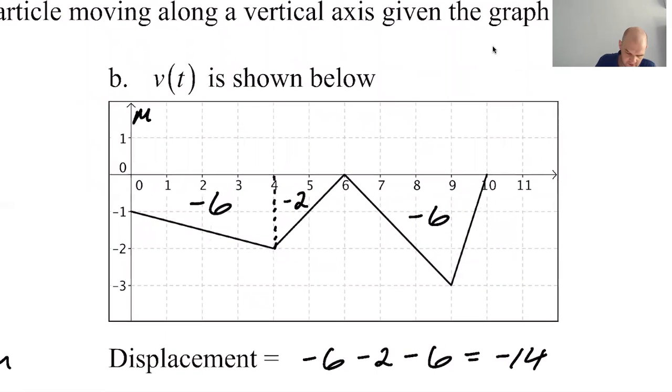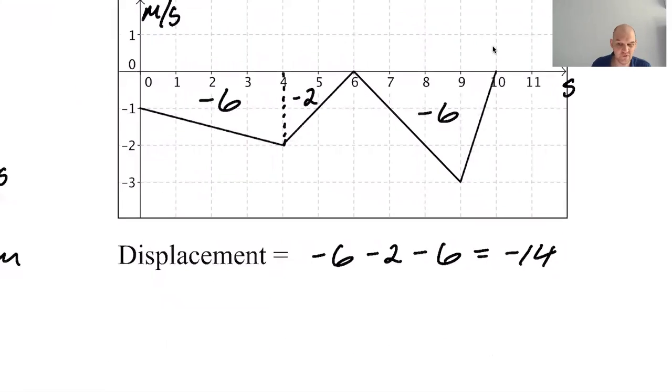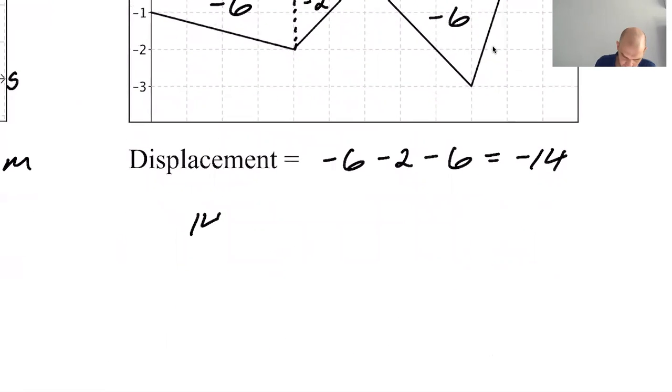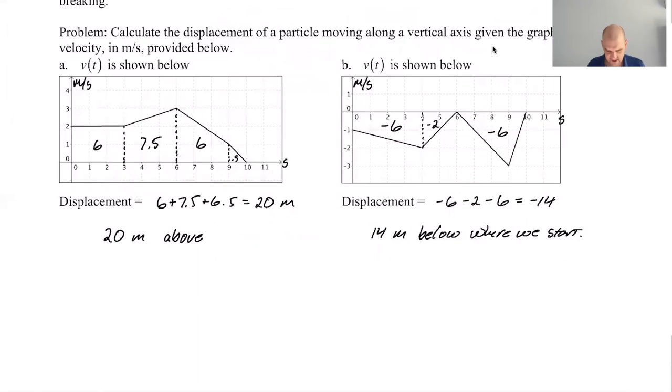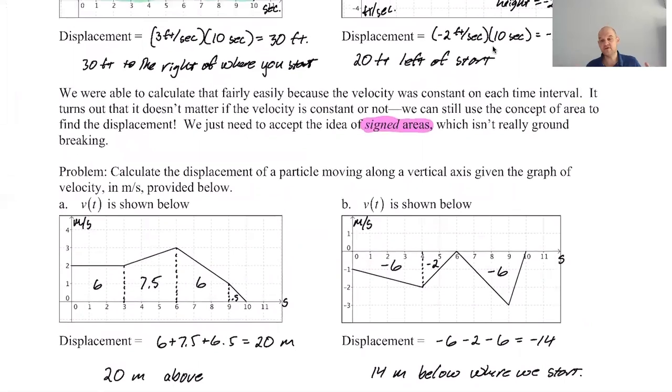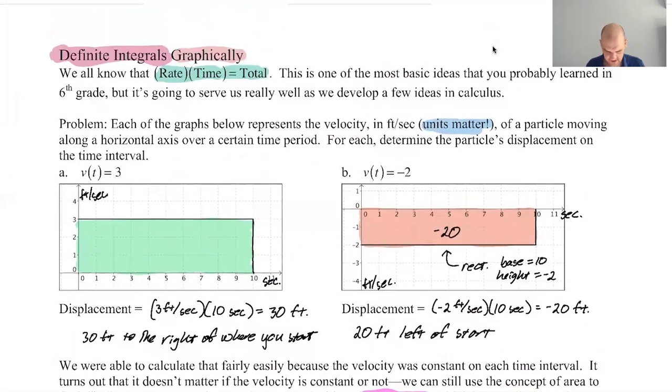So that means wherever we started, at the end, if this is our velocity, we're 14 meters below. So this was meters per second, and this is seconds. So you multiply meters per second and seconds, you get meters. We're 14 meters below because of the negative. So 14 meters below where we start. Okay, so this is going to be a really big idea. I'm going to stop here. All geometry and all just signed areas, which is kind of a new idea, but we're going to use this. So let's stop here, come back in the next video, do some more. So I will see you there.